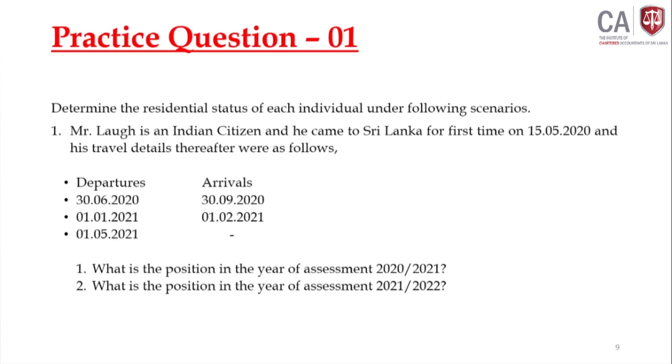Practice question 1. Determine the residential status of each individual under the following scenarios. Mr. Love is an Indian citizen and he came to Sri Lanka for the first time on 15th May 2020, and his travel details thereafter were as follows. He arrives in Sri Lanka 15 May 2020. Departure 30th June 2020 and arrives again 30th September 2020. Departure 1st January 2021. Arrived 1st February 2021. Departure 1st May 2021. What is the position in the year of assessment 2021? What is the position in the year of assessment 2021 to 2022? Okay, this is the question on determining the residential status. We will analyze the question.